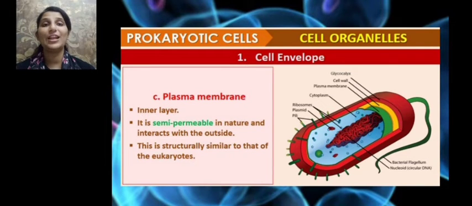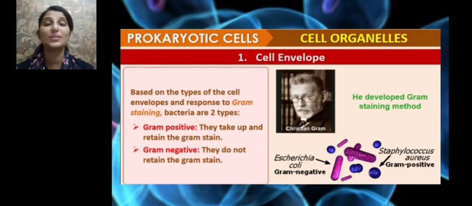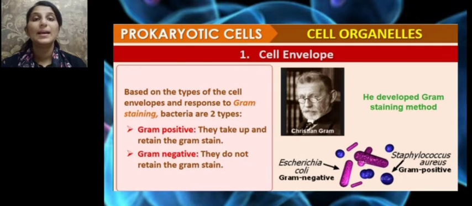So the cell envelope is made up of three layers. The glycocalyx, followed by the cell wall, which gives structural stability to the prokaryotic cell, followed by the cell membrane or the plasma membrane. Based on the types of cell envelopes and response to gram staining, bacteria are of two types. What is this gram staining? It was Christian Gram who developed the gram staining method. So based on how they respond to the gram staining, there are two types of bacteria. They are gram positive and gram negative.